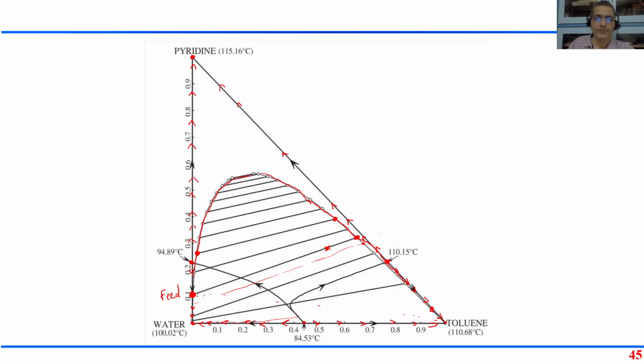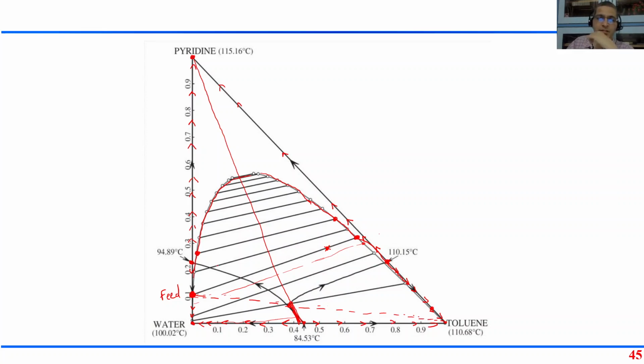Okay, one of the ways, here is the answer. Don't look at the answer till you have attempted it yourself. You may not get the answer, but try it yourself. Okay, so suppose I add toluene such that I end up with my mixture here, but I don't do separation, I do distillation. At the top, what will I get? Look at the residue curves.